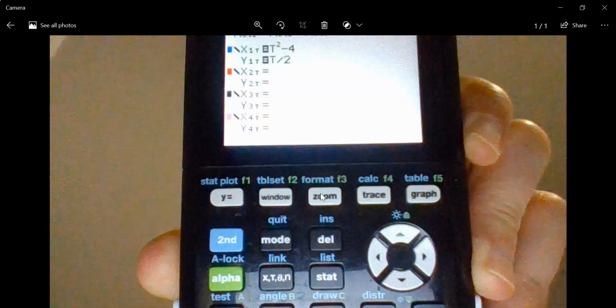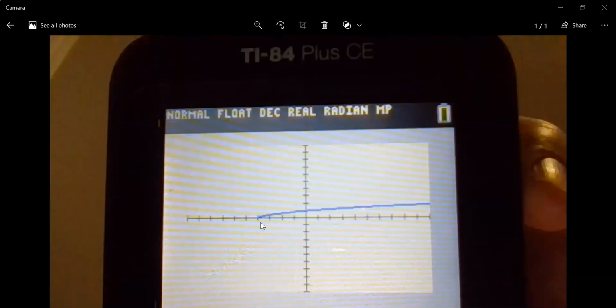Sometimes you'll have to adjust the window a little bit. So sometimes you have to go into the window and adjust that, but we'll see how this goes with mine. So zoom, I typically do zoom standard. When I did a zoom standard, what I got was just the positive y values here. So you'll notice I didn't get the bottom half of the parabola. That happens sometimes because, like I said, the window is not right.